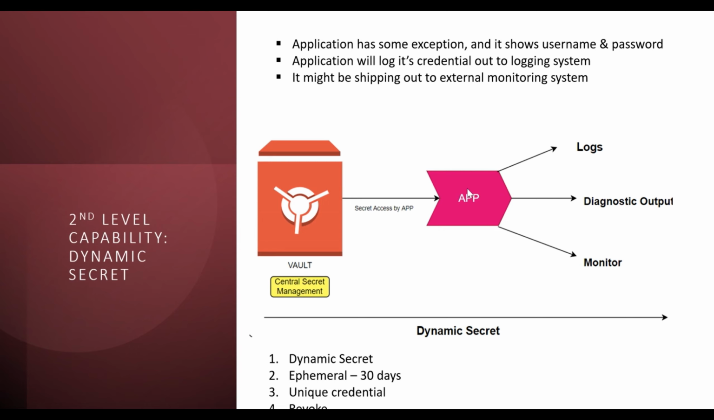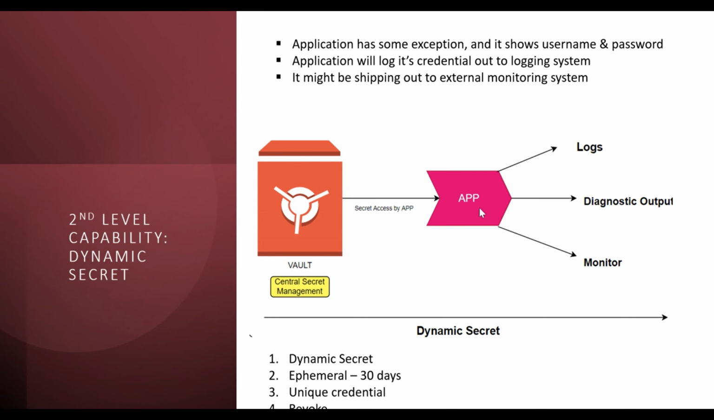Okay, so let's suppose that for this web application there are 20 web servers. Even if one of the web servers gets compromised, you can still save your 19 web servers. Why? Because there is uniqueness in the credentials.